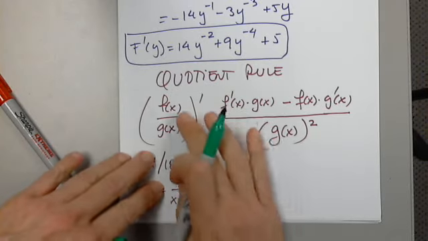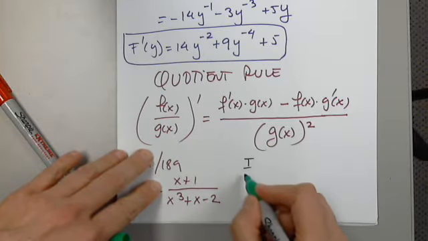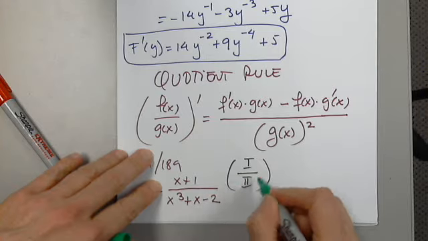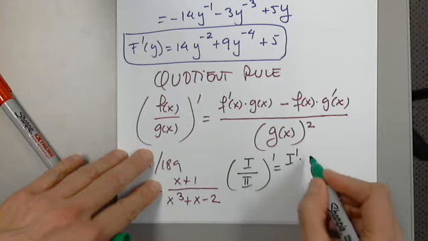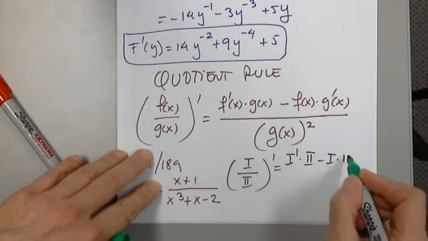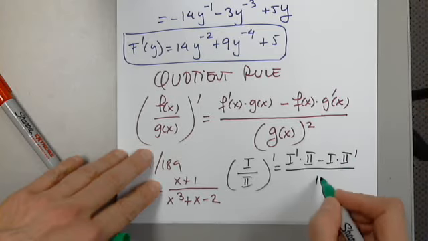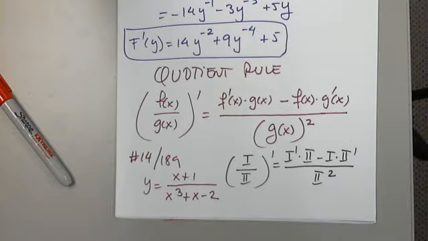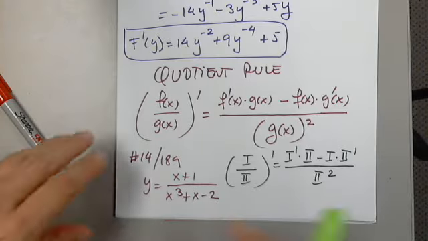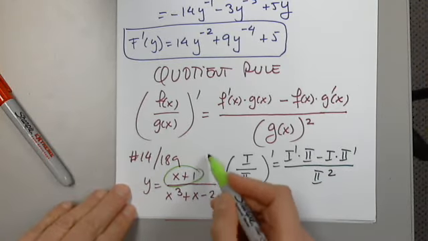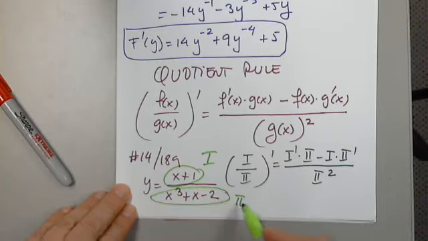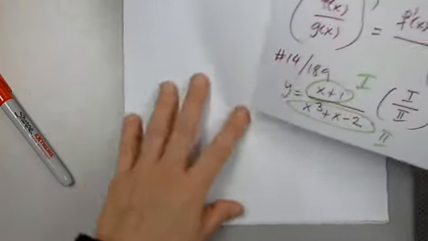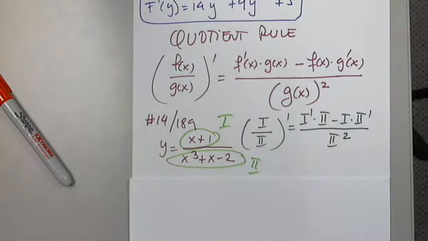Let me also give you the 1, 2 that I like to use. So 1 over 2 prime is 1 prime times 2 minus 1 times 2 prime over 2 squared. If you'd like to keep this order, you don't have to. So this is my 1 and this is my 2. So let's follow the rule.